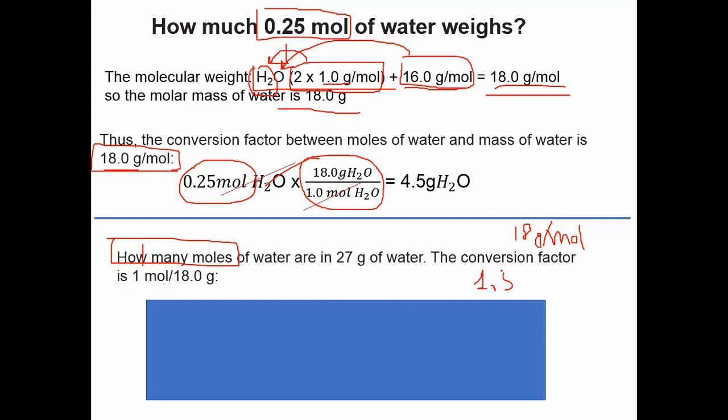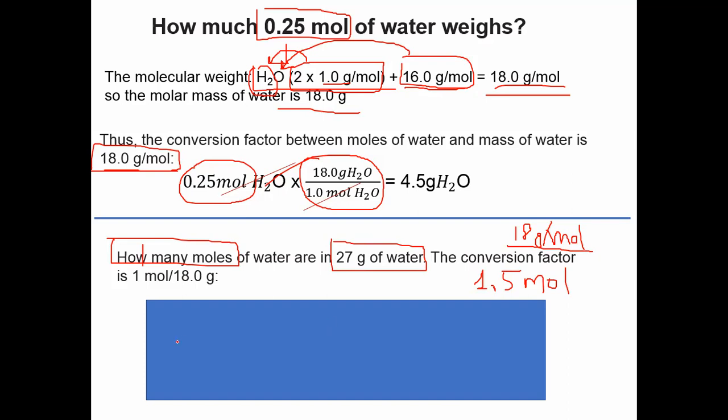Okay, let's see if it is 1.5 mole. Now let's think before we do any calculations. We know that the molar mass of water is 18 grams per mole, right? So if we take 1 mole of water, it will weigh 18 grams. We are given 27 grams of water. So do you think it should be more than 1 mole or less than 1 mole? More than 1 mole. Of course, it's going to be more than 1 mole.